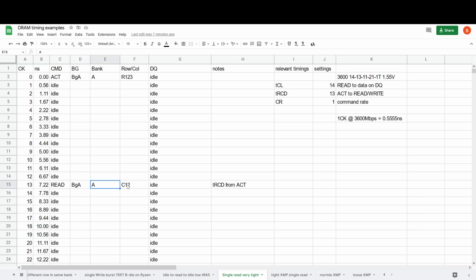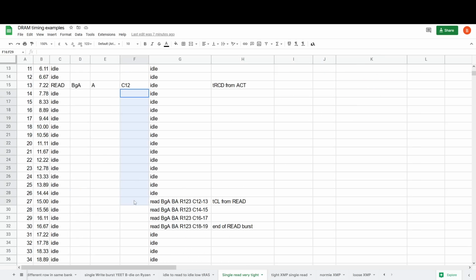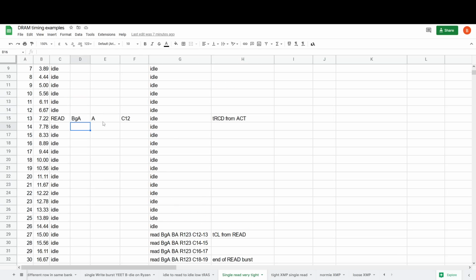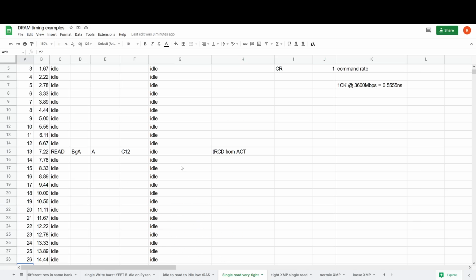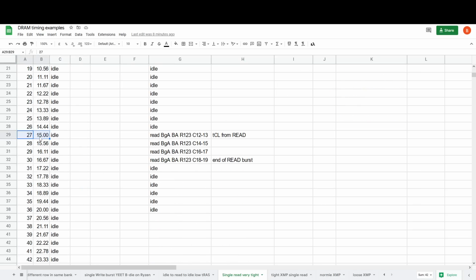With our read command, we say we want to read column 12 of whatever row we activated in bank A of bank group A. And because our CAS latency is 14, it takes 14 cycles for the memory chip to output the data to the data bus. The first 2 columns arrive in clock cycle 27, because it's 14 cycles after our read.